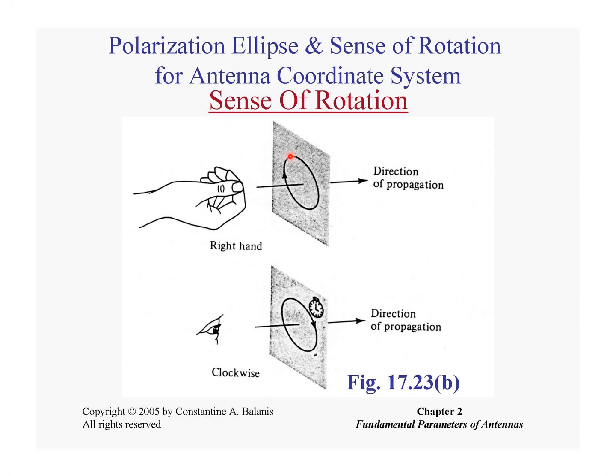From the antenna coordinate system we can also find the sense of rotation, whether it is right hand or left hand. By the right hand, the fingers show the rotation of the tip of the electric field and the thumb shows the direction of wave propagation. So here we see that the wave will be right hand circularly polarized or clockwise polarized.